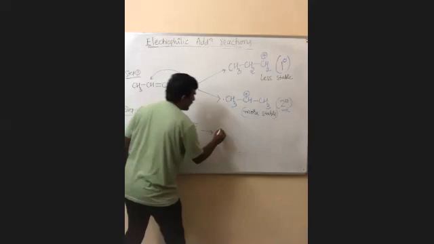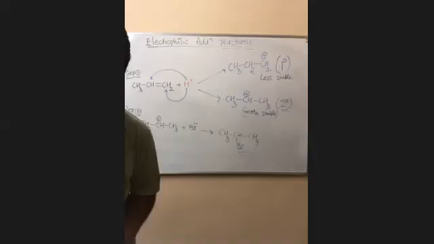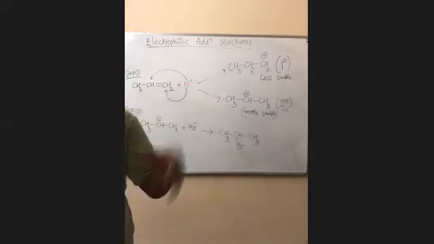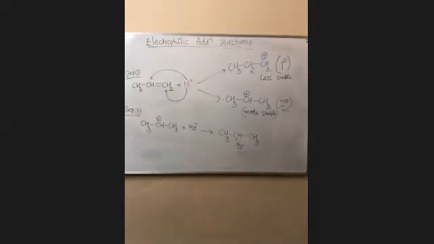Then the product is CH3, CHBr, CH3. 2-bromopropane is the product, formed from the more stable carbocation. This is electrophilic addition.